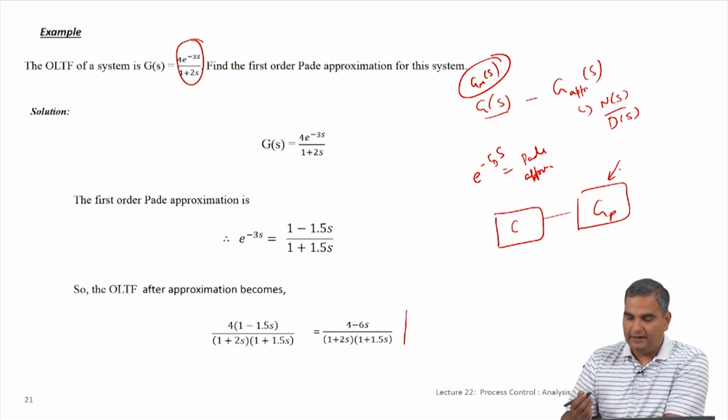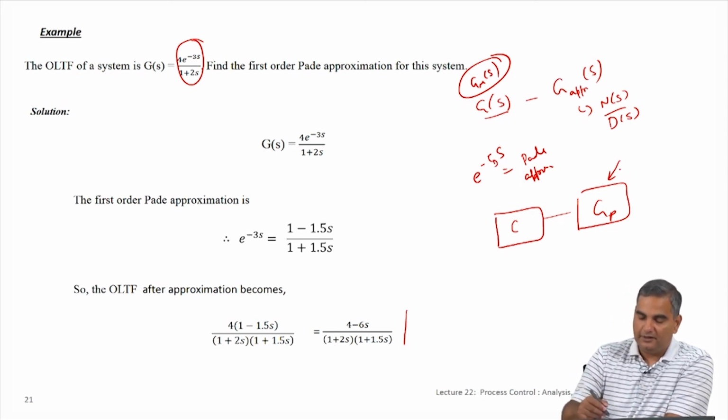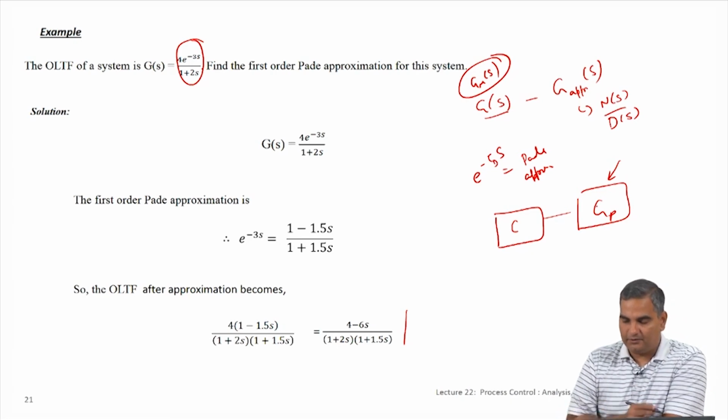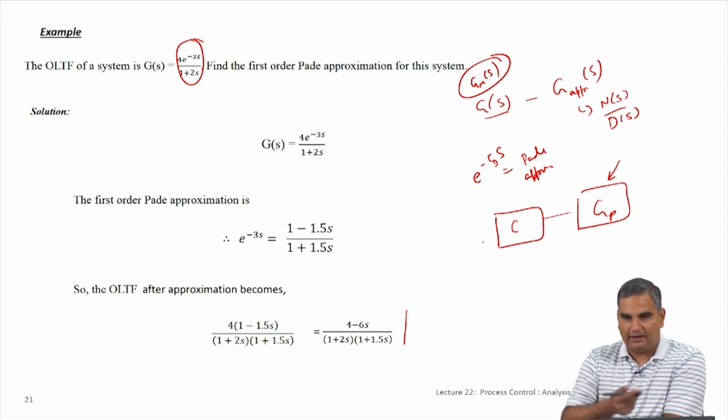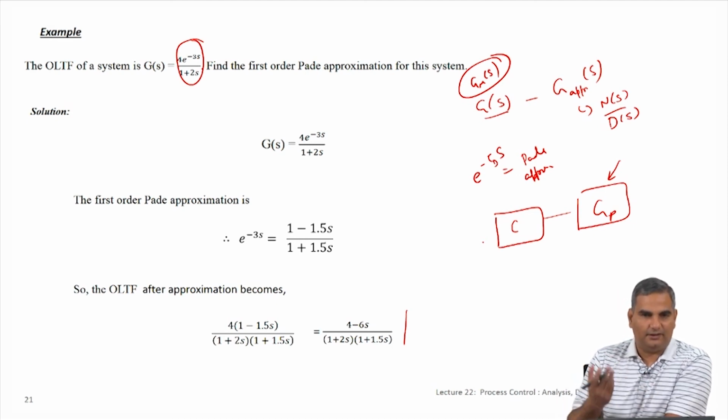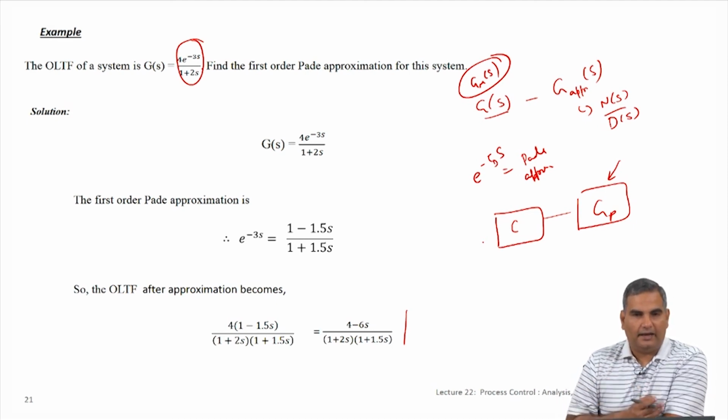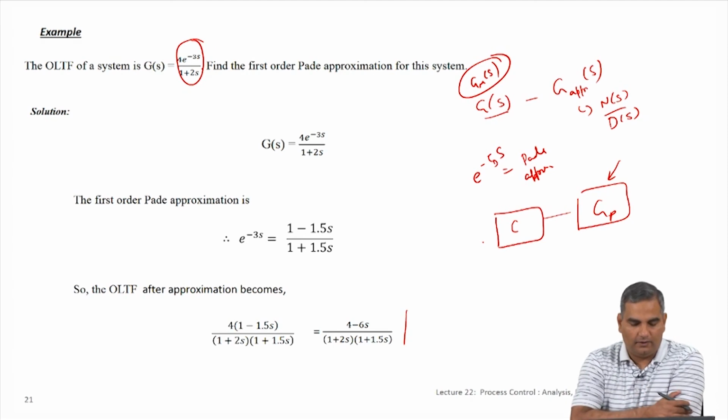But the key idea that I want to leave you with is that this G model itself is an approximation of this process, and we do a further approximation using Pade approximation. Once we do that, the controller design is standard, because I will get the numerator by denominator form. I can look at how to do the design using my standard direct synthesis approach. So this is one way of doing this.